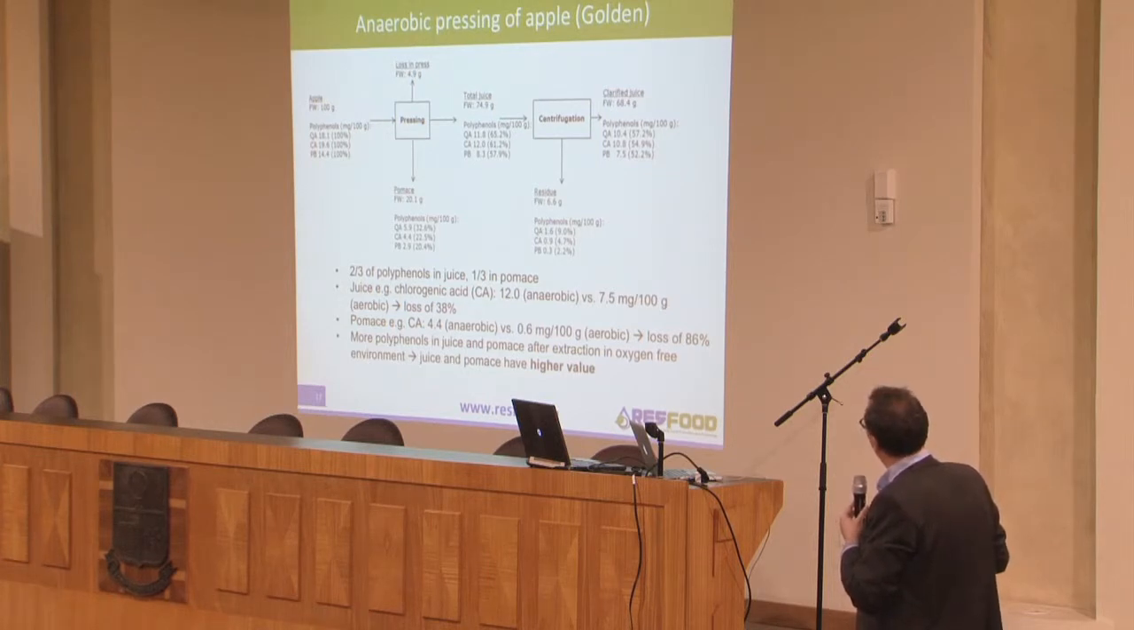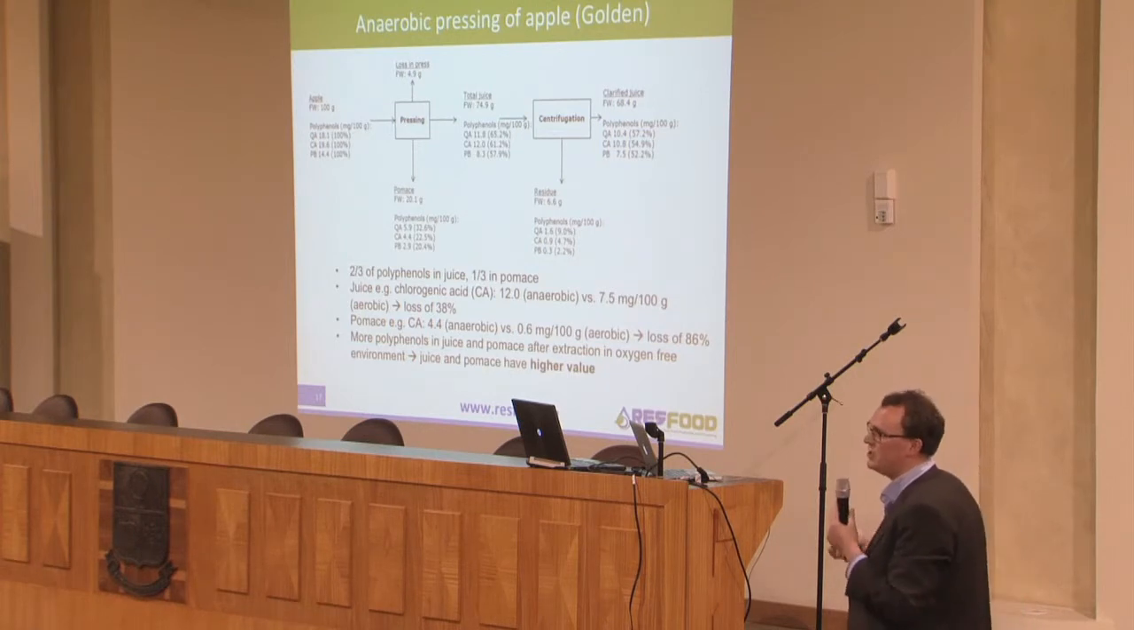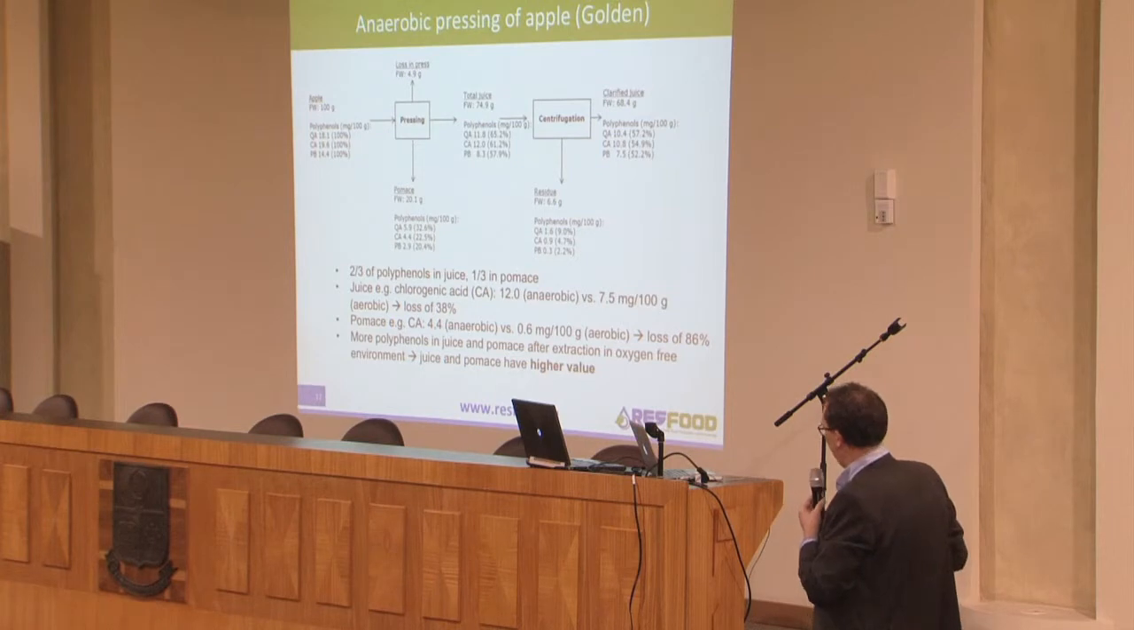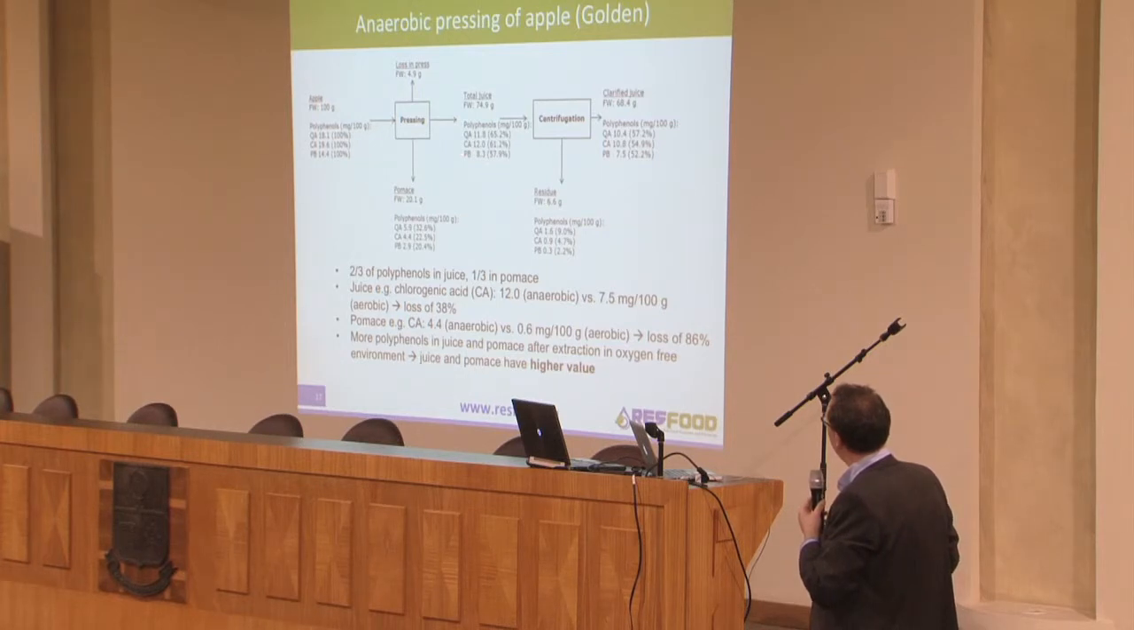Now, when we looked at the polyphenol concentration, so we analyzed all the polyphenols that are present in juice and pomace, and in general, the conclusion is that we found about 66%, 2/3 of the polyphenols were recovered in the juice, and about 1/3 we could recover in the pomace. Now, we did this anaerobically. So, for example, if you look at the data of this, CA stands for chlorogenic acid.